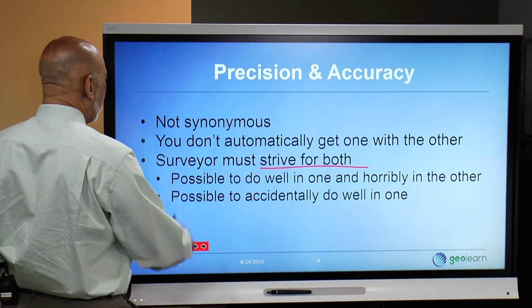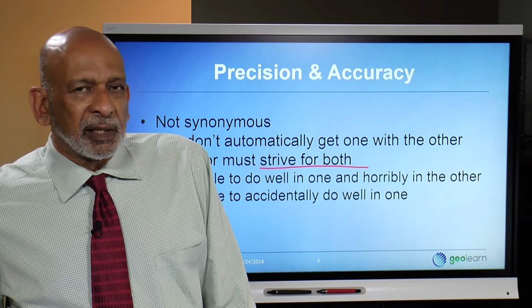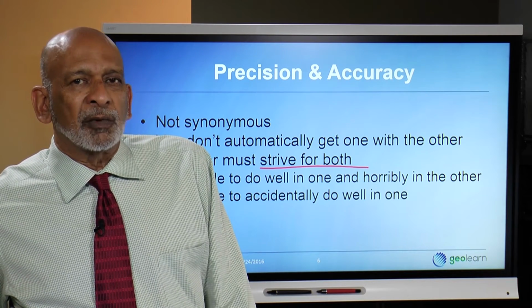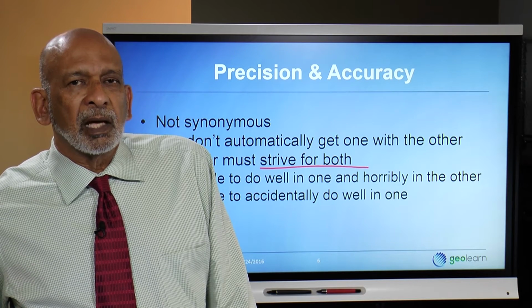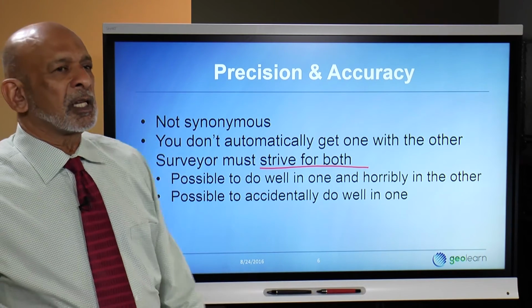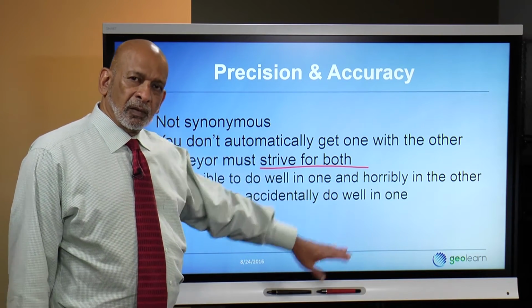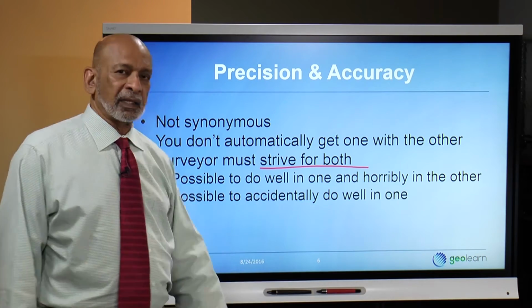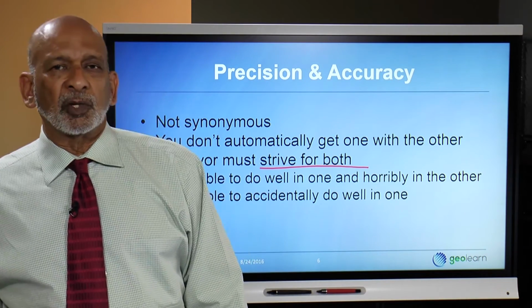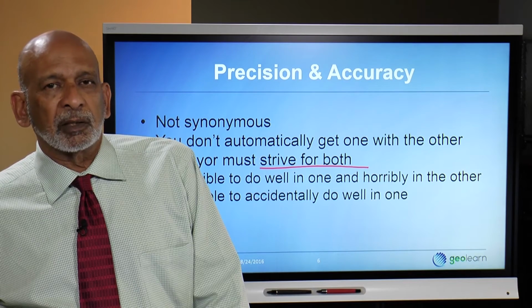The thing that you need to realize is that it's possible to do well in one and horribly in the other. It's also possible to accidentally do well in one and not the other. And the reason I mention that is that many surveyors are very proud of some of the results they get and think that they are really good at what it is they do. But it could easily be that they are considering one of these things, precision and accuracy, and not looking at the other. Or it's possible that they actually accidentally did well, because as you'll see here, the laws of probability tell us that it's definitely possible for that to happen.